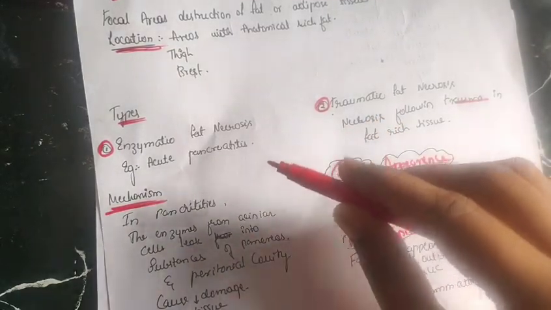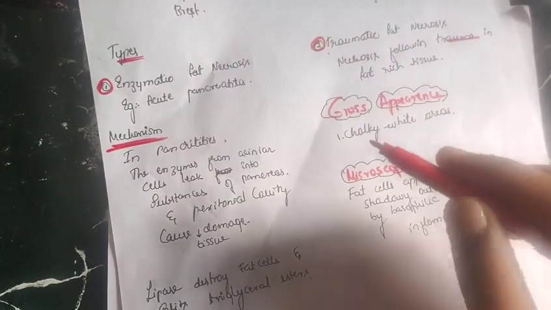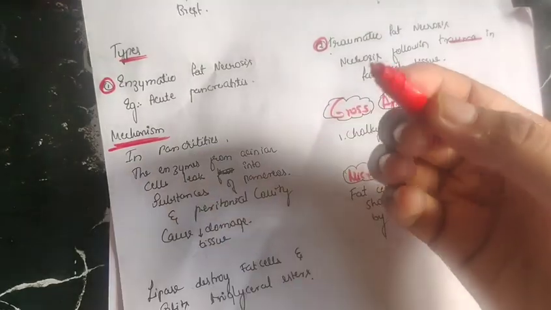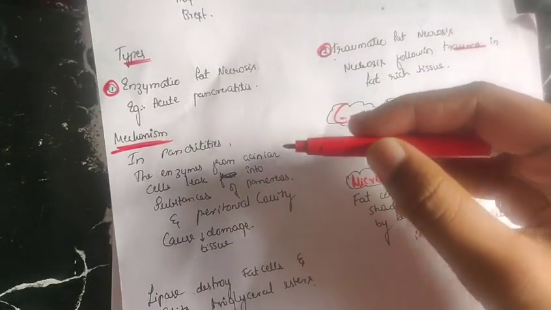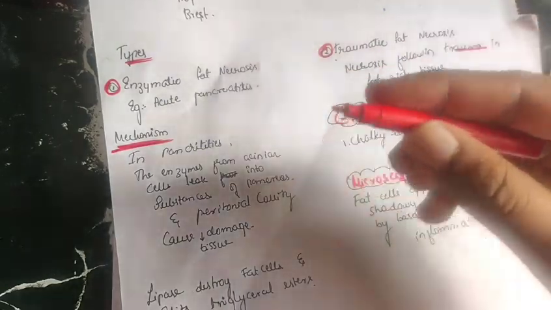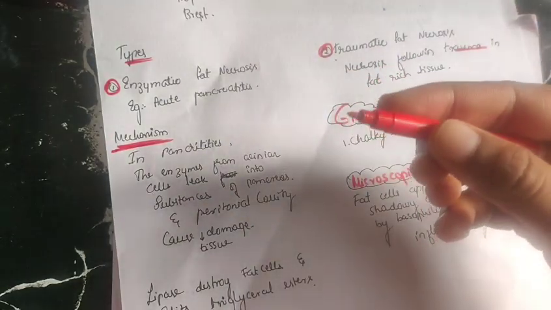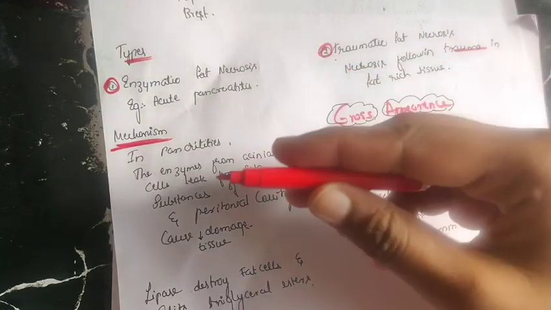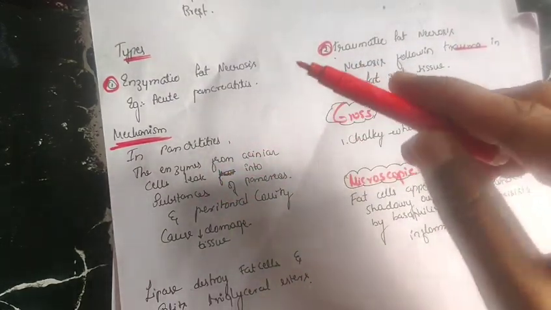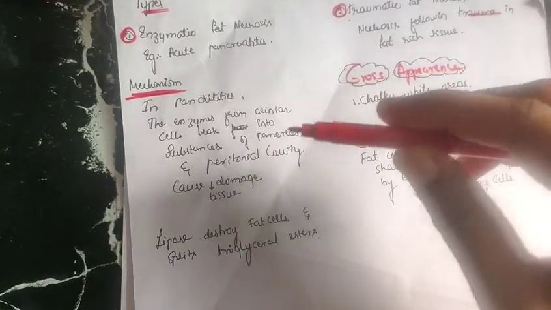pancreatitis. In pancreatitis, you know that enzymes will be produced in the pancreas. The enzymes from the acinar cells directly leak into the substance of the pancreas, and then destroy the substance of the pancreas and the peritoneal cavity. This is known as enzymatic fat necrosis. It causes damage to the pancreas tissue.